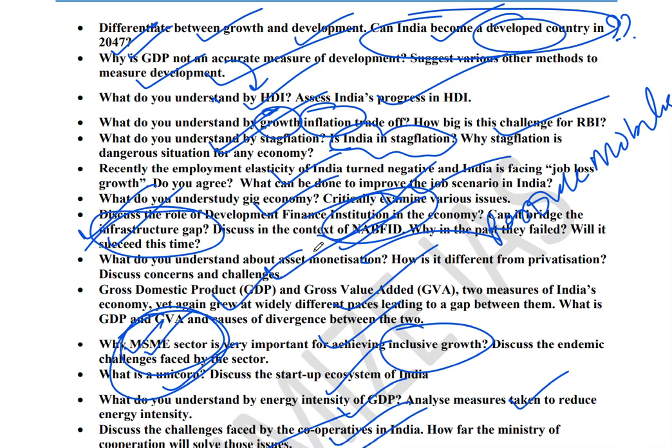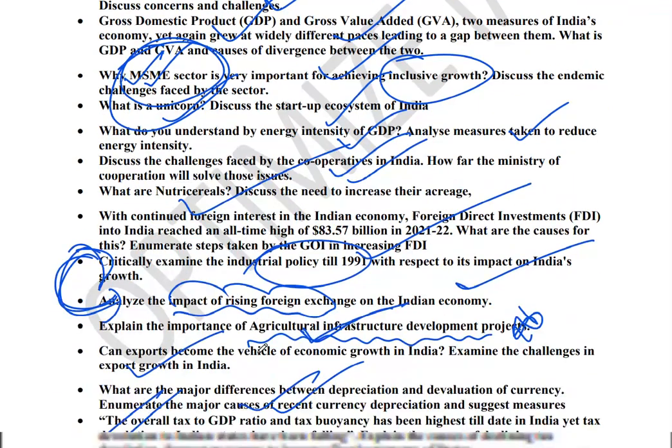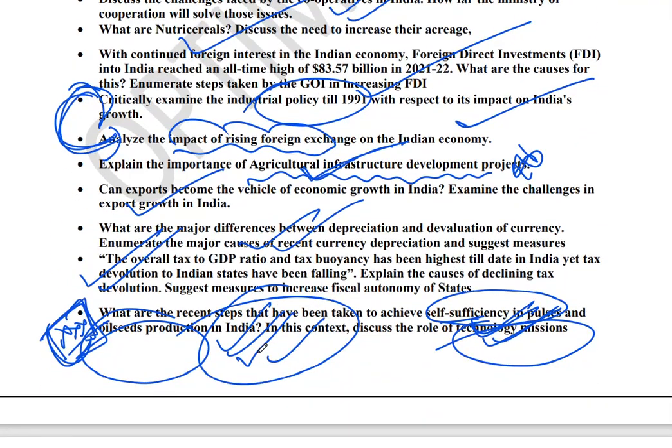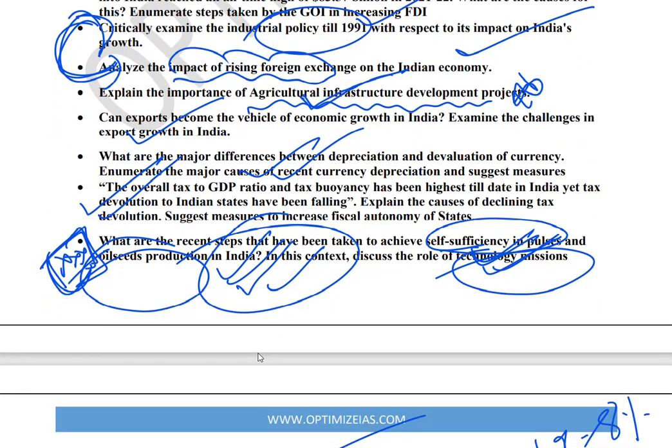Next is the topic of development finance institutions. Next is the topic of asset monetization, how it is different from privatization. Next is GDP versus GBA. Next is MSME versus inclusive growth. Next, unicorn is also very important. Next, 1991 economic reforms. Next, this tax to GDP ratio, very high probability. Why India's tax to GDP ratio is low, very high probability.